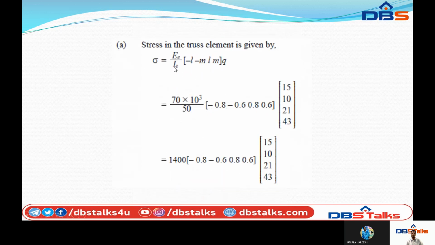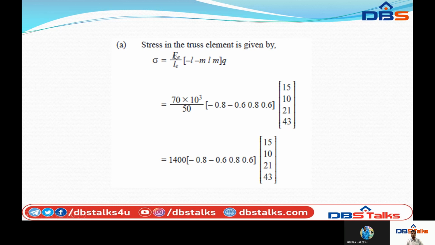Sigma for a bar element, we know that it is E B Q, E Young's modulus into the strain displacement vector and nodal vector. But in the truss element, sigma equal to E by L into [minus l, minus m, l, m]. In other forms, [minus C, minus S, C, S] into Q. Instead of B matrix, we are writing like minus l, minus m, l, m.